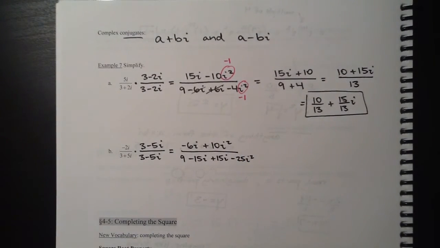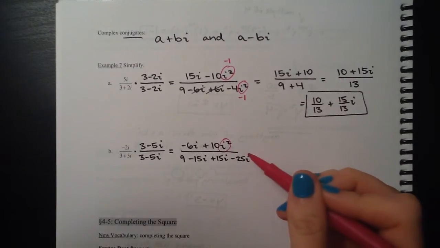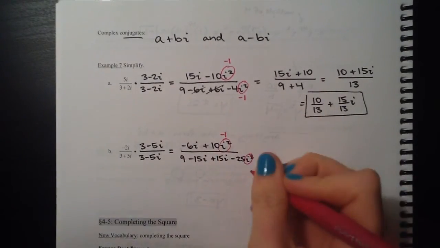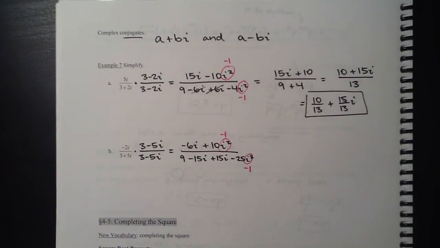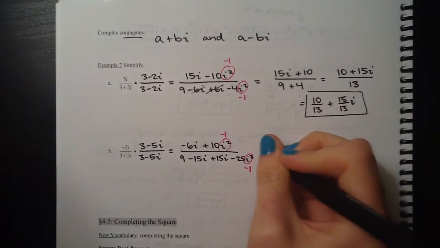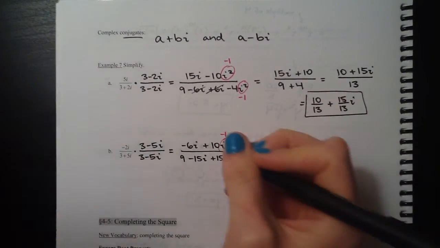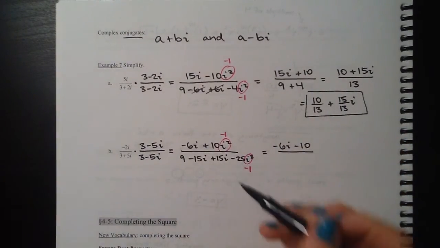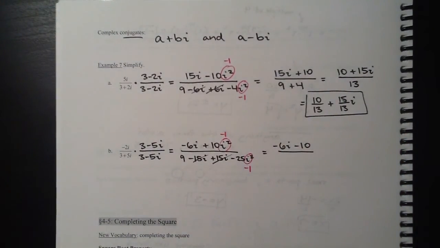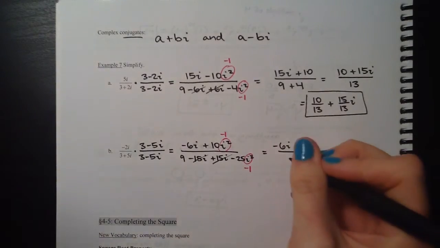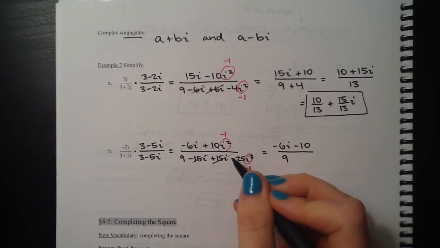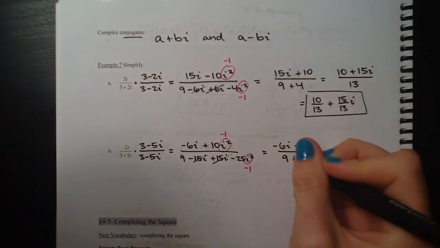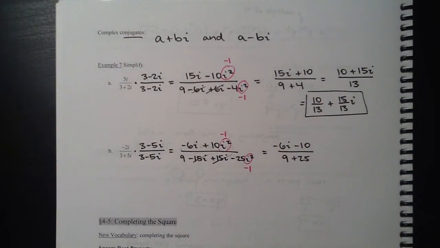Okay, so just like the one before, time to start cleaning up. So every time you see an i squared, you can replace it with a negative 1. We should never ever leave an i squared. So we've got negative 6i, and then positive 10 times negative 1, so minus 10, over. Now notice these guys will cancel. That should always happen when you multiply by the conjugate. And then we have 9. This is negative 25 times negative 1, so plus 25.